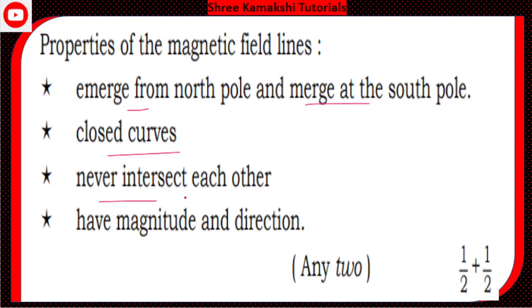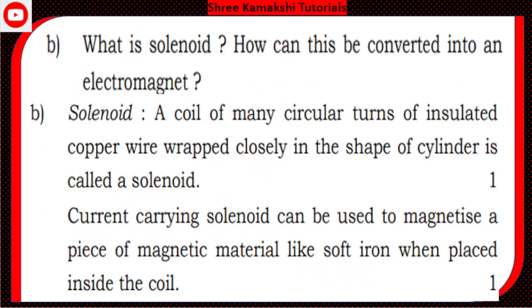Magnetic field lines never intersect each other, having magnitude and direction. Understand? This is also a most important question.